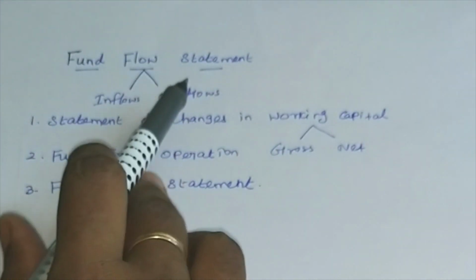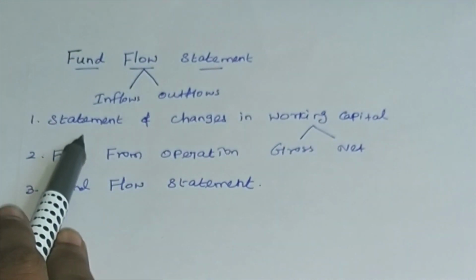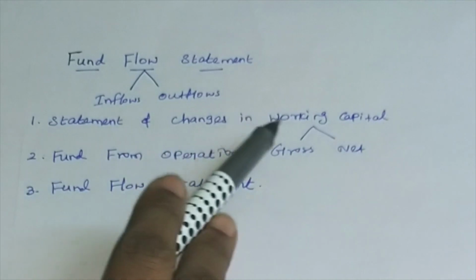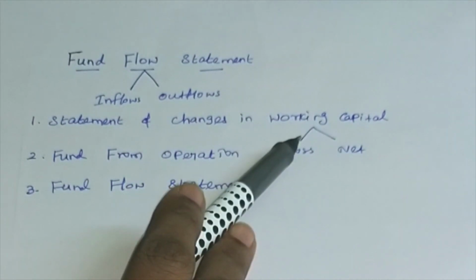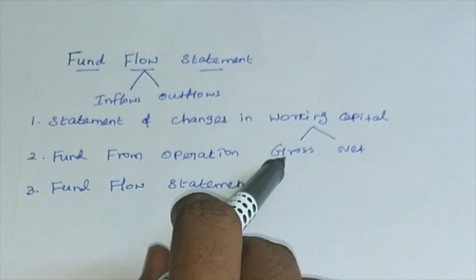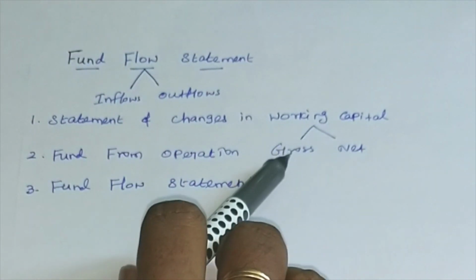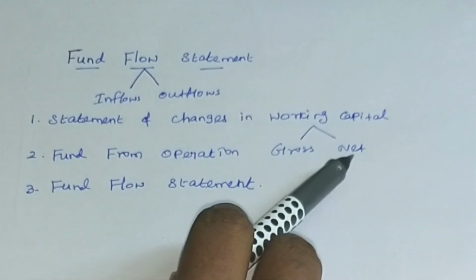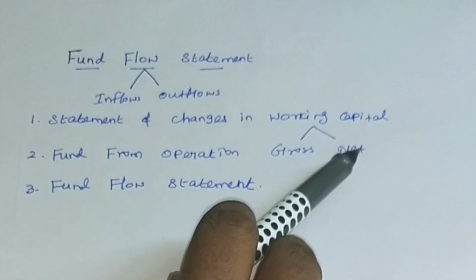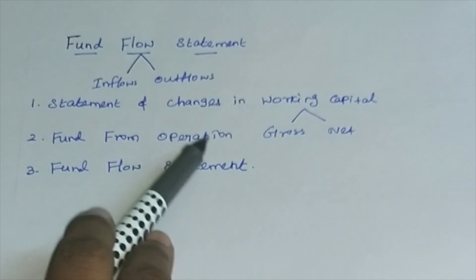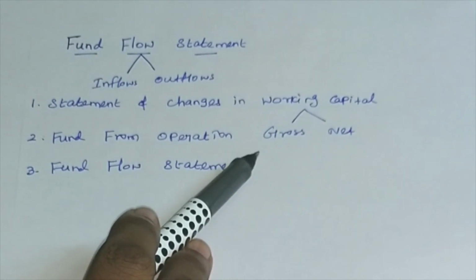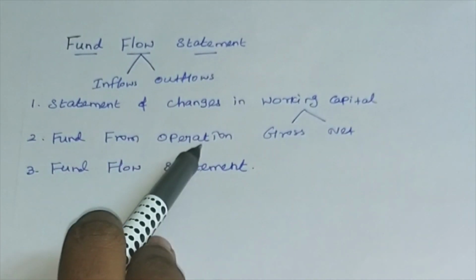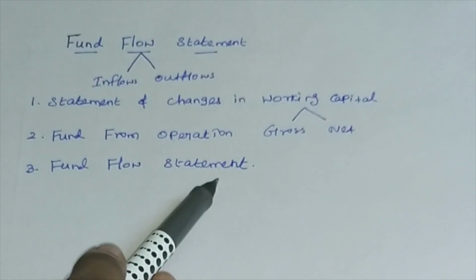For preparing a fund flow statement, there are three important steps. First, we have to find out the net increase or decrease in working capital. For that, we have to prepare a schedule of changes in working capital or statement of changes in working capital. Working capital may be classified into gross working capital and net working capital. Gross working capital includes all current assets or the investments made in current assets. Net working capital is the excess of current assets over current liabilities. Then, fund from operation or fund lost in operation. It can be calculated by preparing an adjusted profit and loss account or by preparing a statement of fund from operation. Finally, we are going to prepare the fund flow statement. Let us see one by one.